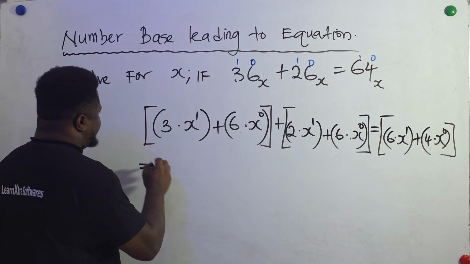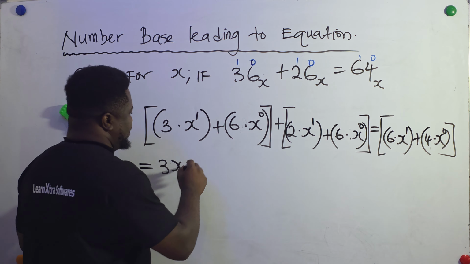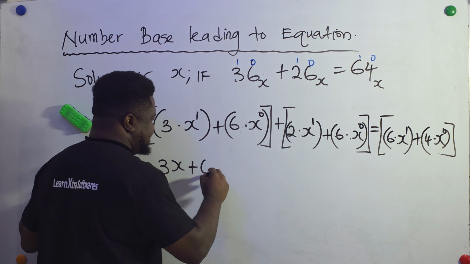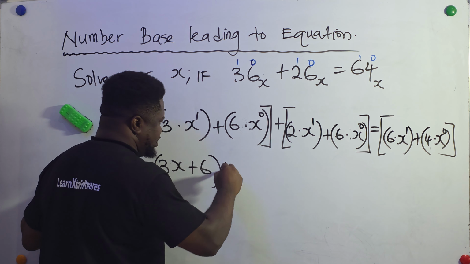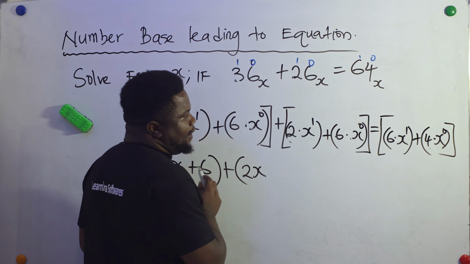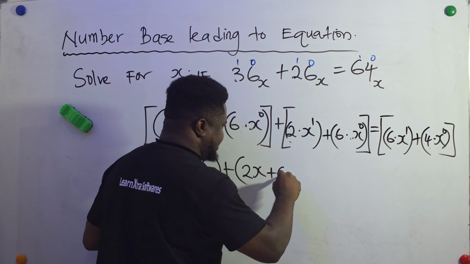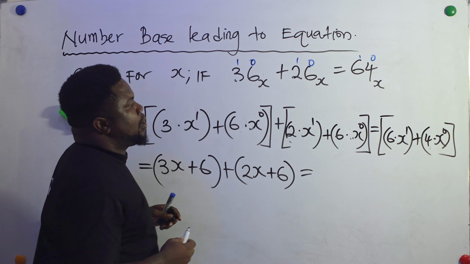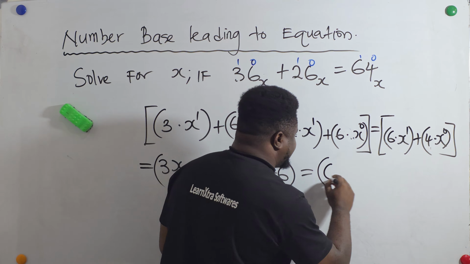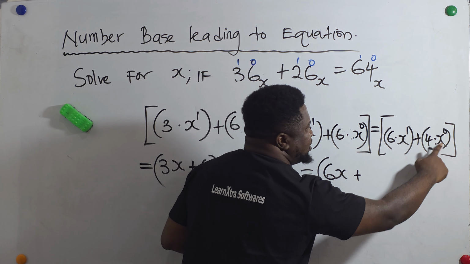So this will give us 3 times x is 3x. 3x power 1 plus x power 0 is 1. 1 times 6 is 6. So this plus, here will give us 2x. Plus x power 0, 1. 1 times 6, 6. Equal to 6 times x is 6x plus x power 0, 1. 1 times 4, 4.